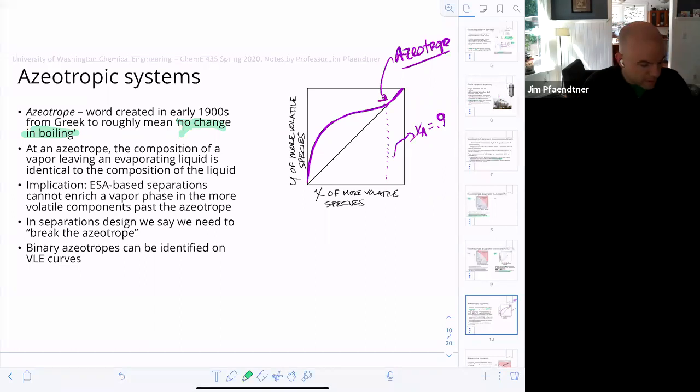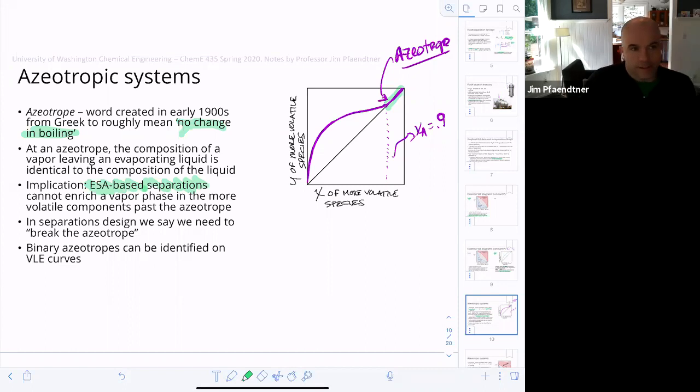That's an important thing to understand, because a separator based on an ESA, an energy separating agent, like we're talking about today with distillation, can't work. There's no ability to use a distillation column to enrich our system beyond the azeotrope right here. So in separations design, we say that we need to what's called break the azeotrope. What that means is we typically add a third or additional component, which may change the VLE curve. That's totally possible with non-ideal solutions. We could add something that creates driving force for separation. Or we could turn to a different type of separation, maybe liquid-liquid extraction or some other method, in order to move the system beyond this.